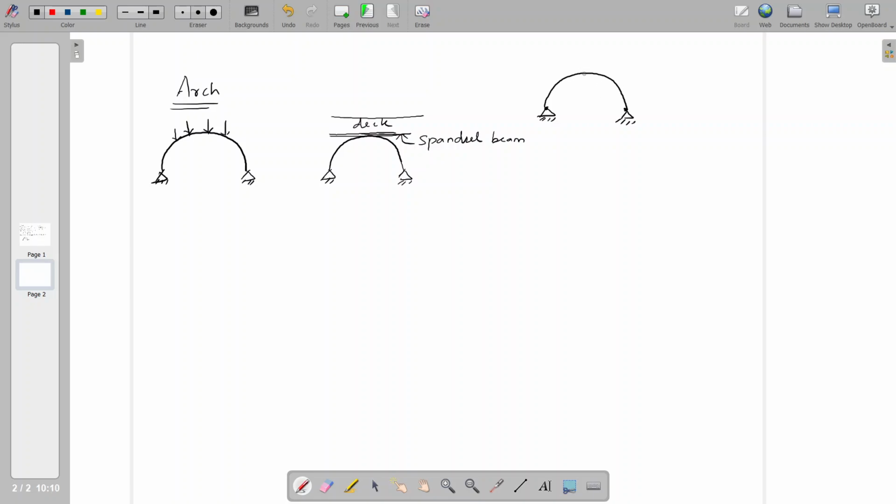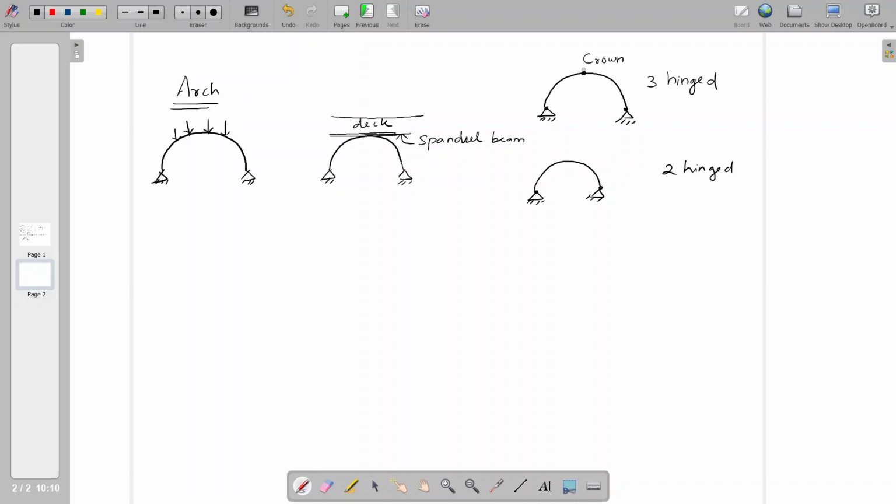In addition to the two supports, if you have a hinge at its crown point, the topmost point is called the crown. If it has a hinge there, this type of arch is called a three hinged arch. If you have hinges at the support level only, the support level is simply supported, so it is a two hinged arch.